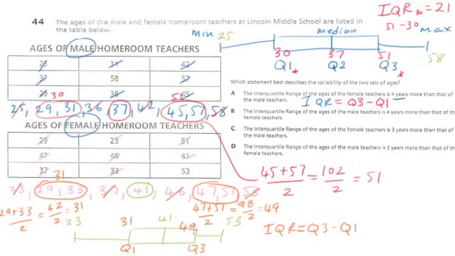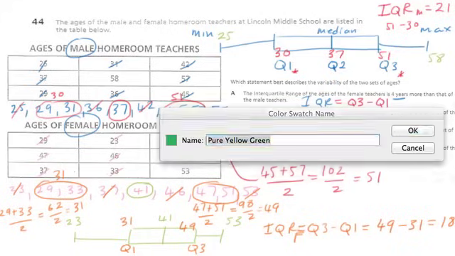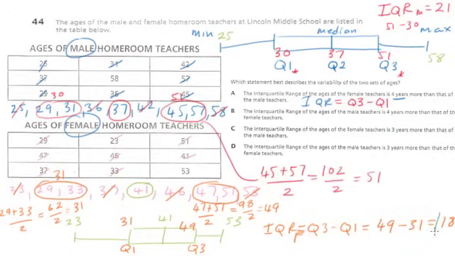So let's put that there. So we're almost done with all these calculations. Quartile 3 is 49 minus quartile 1, which is 31, which is going to give us an IQR, an interquartile range of 18. So this is the interquartile range of females. So really what we're doing is we are comparing this right here with this right here at the top.